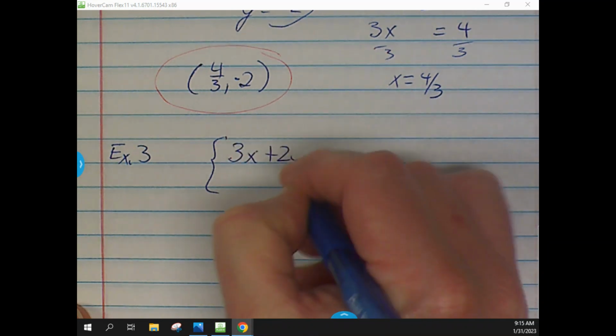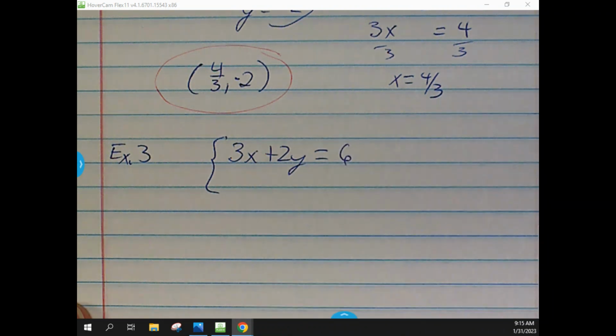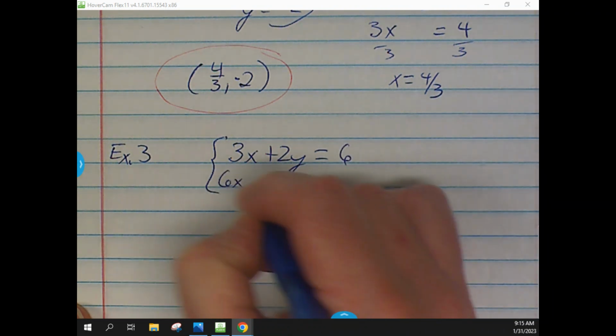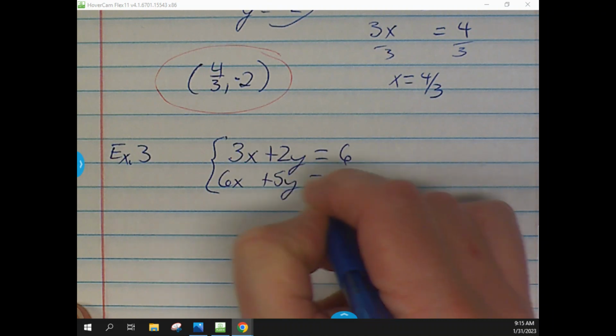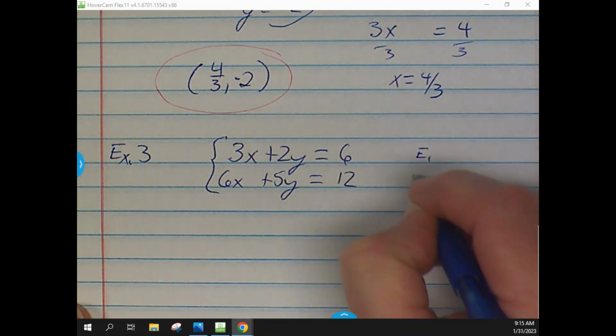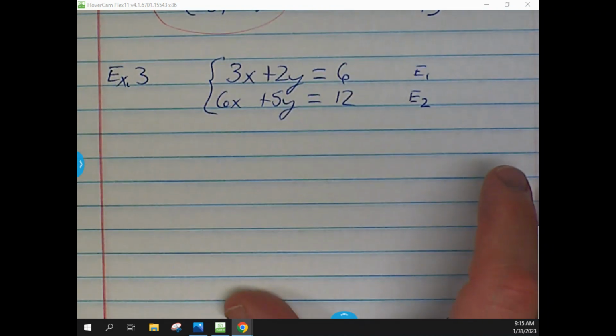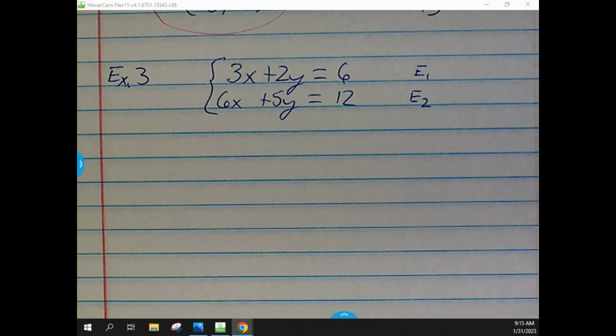Let's go 3x plus 2y equals 6, and 6x plus 5y equals 12. All right, so example 3. This is probably a few more of the problems you're going to see because on this one, you don't have the same numbers. So that means you're going to have to do some work on these to kind of match it up.